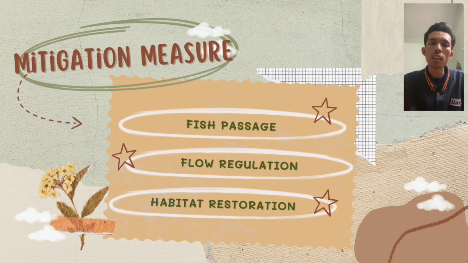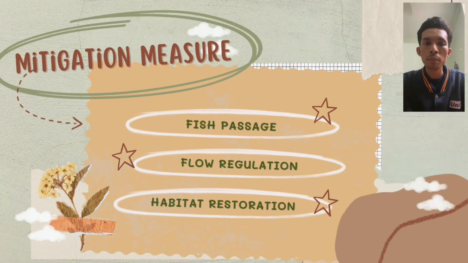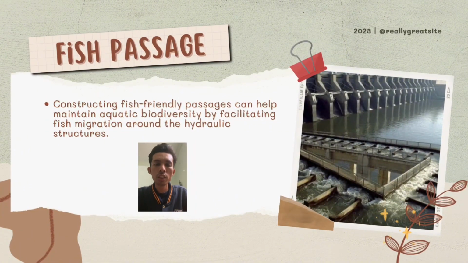Okay, so next I will explain the mitigation measures when we build a dam. Firstly, we can create a fish passage, and secondly, make a flow regulation, and lastly is habitat restoration. For the fish passage, we can construct a fish-friendly passage that can help maintain aquatic biodiversity by facilitating fish migration around the hydraulic structure.